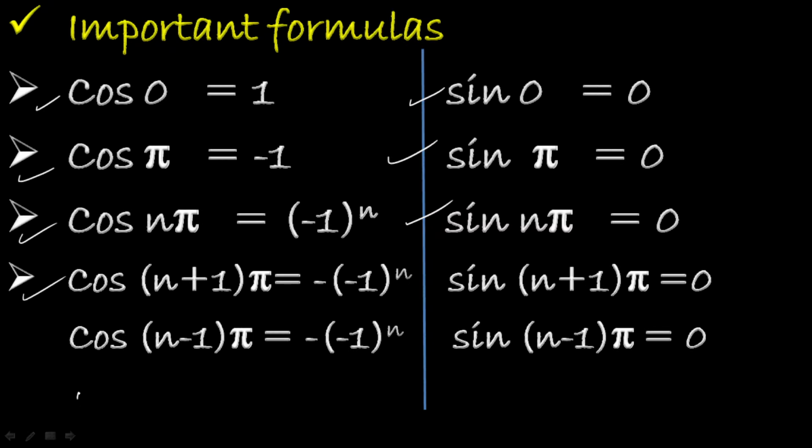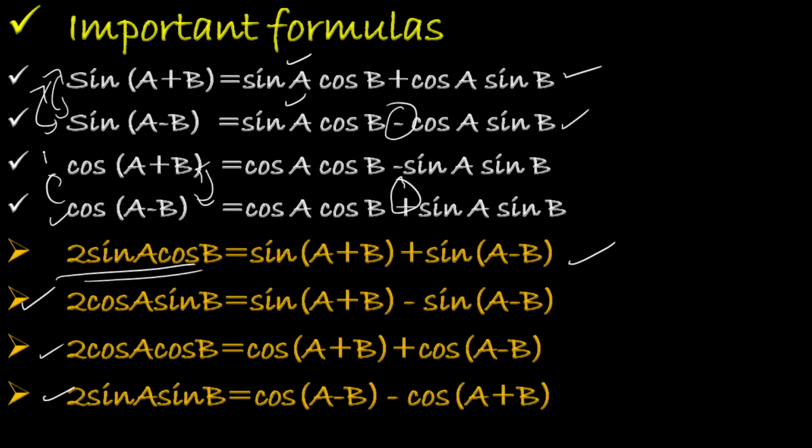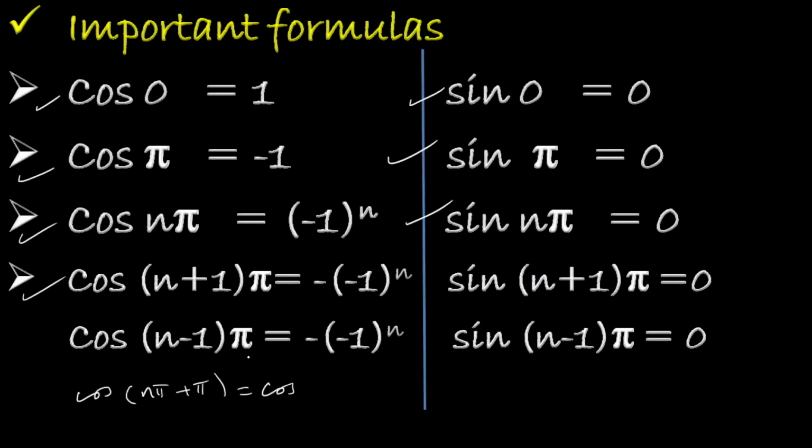I will explain how this is of the form cos(a+b). That is, you have to take pi inside, which means cos(n pi + pi). That is cos(a+b). Already I told you the formula for cos(a+b): cos a cos b minus sin a sin b. Isn't it?